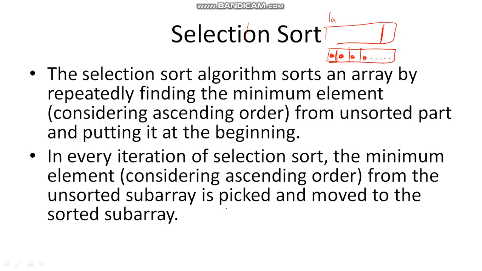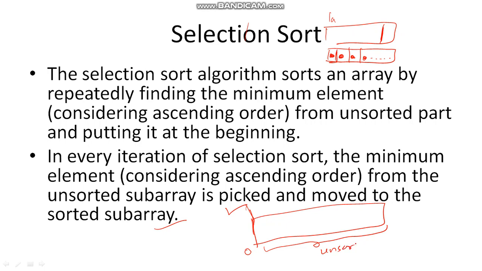In every iteration of the selection sort, the minimum element from the unsorted array is picked and moved to the sorted subarray. So whenever an array is given, it will initially be divided into two parts. Initially the first part has 0 elements and the second part has n elements. These n elements are unsorted. At the first pass, the smallest element is taken and placed at the first location, and this becomes the first part. So one element, then in the next pass 2 elements, next pass 3 elements, and it continues until there are 0 elements remaining in the second subarray.